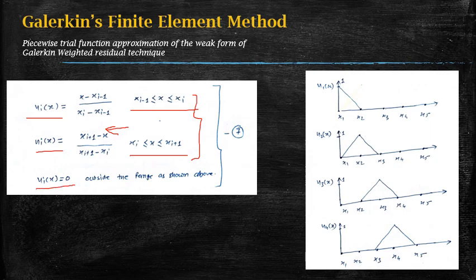Let's take an example of n2 of x. Within the interval x1 to x2, the n2 varies like this. You can easily see here, n2 varies like this, and within the interval x2 to x3, the same interpolation function varies like this. Here it is shown in a linear fashion.